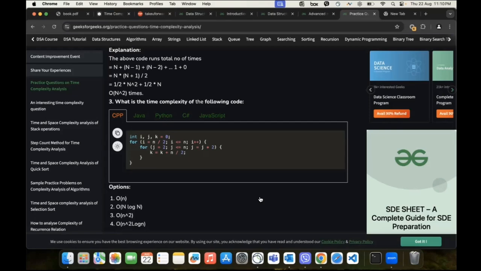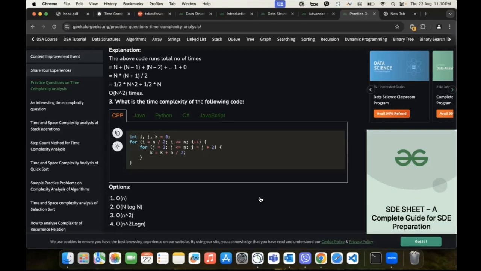2, correct. 4, 8, 16, 32, 64. So basically for n equals 100, we have 6. So log n base 2 is the answer. So for n equals 100, we have to run only 6 times for the inner loop. Correct.